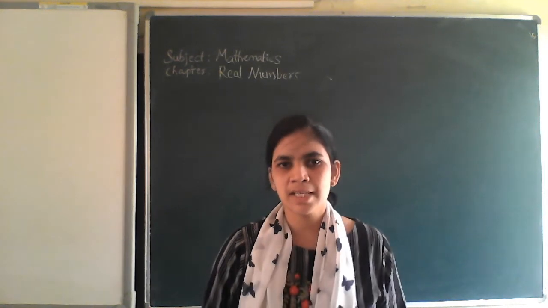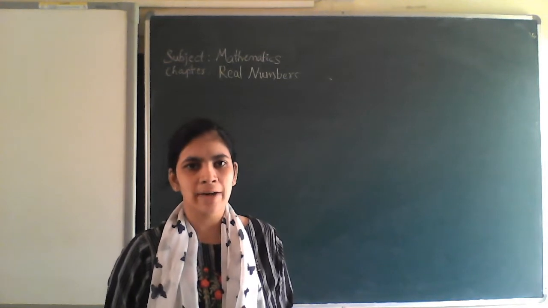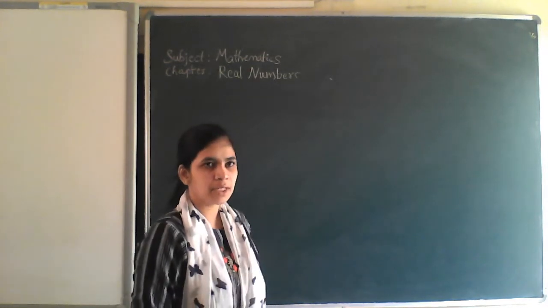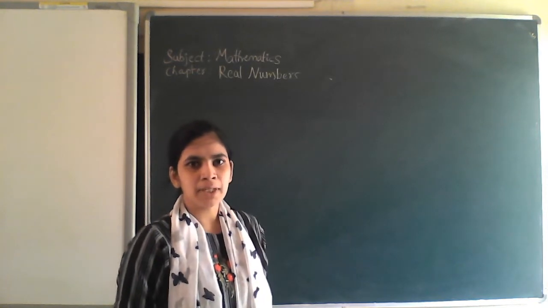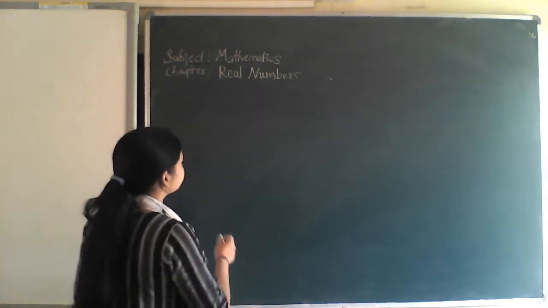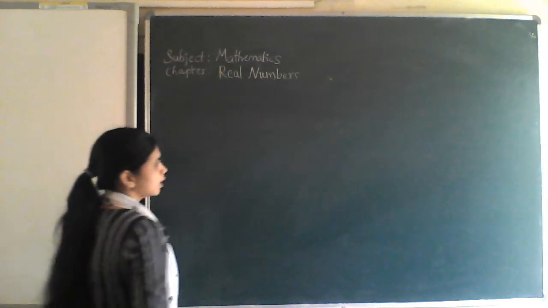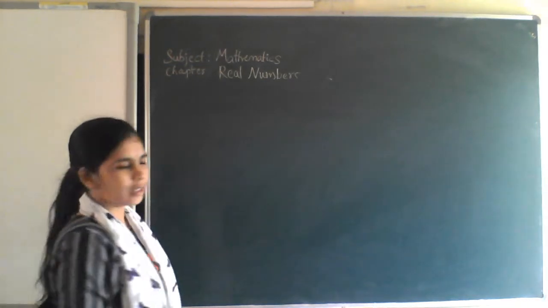In the previous class, we studied that root 2, root 3 and root 5 are irrational numbers by using a theorem: if p is a prime number and p divides a square, then p divides a. We know already root 2, root 3 and root 5 are irrational numbers.